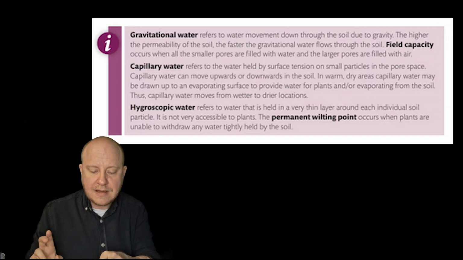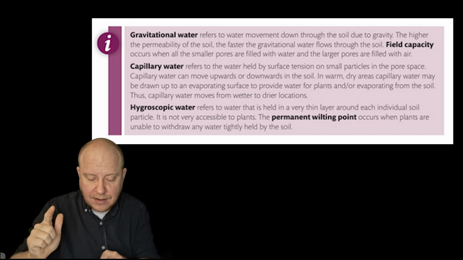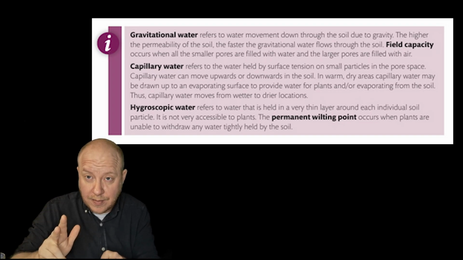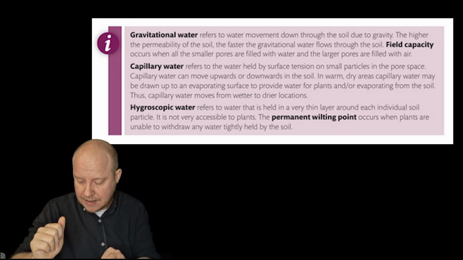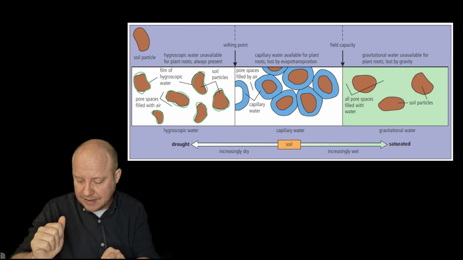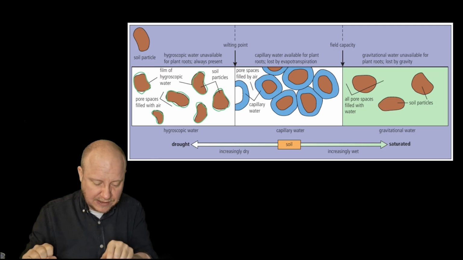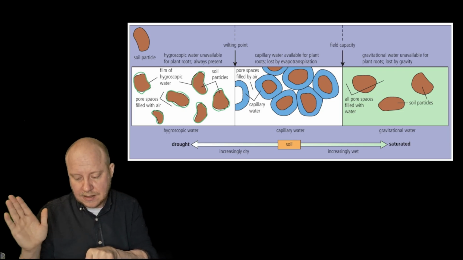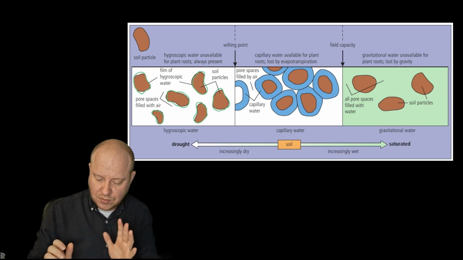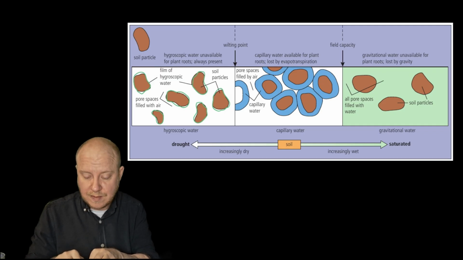There are three main states of water in soils, namely gravitational water, capillary water, and hygroscopic water. Okay. Let's look at figure 5.4. This is the availability of soil water for plant use. Okay, so this is highly magnified. We're talking about something really small here. Down here on the bottom we have soil, showing as the soil gets increasingly wet versus increasingly dry, so saturated or drought. And then how does that look when you zoom in on the soil?